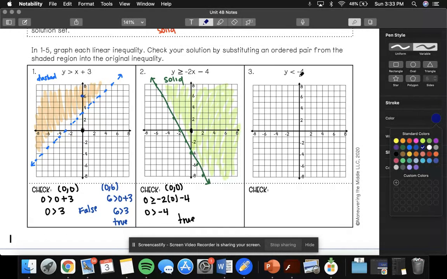Okay, y is less than negative 4. So this is one of those weird equations. It's missing something, so it's either a hoy or a vux. Because it has y something, it's a hoy, so it's going to be a horizontal line at negative 4. So I'm going to start at negative 4, okay? And it's less than, so I need to have a dashed line.